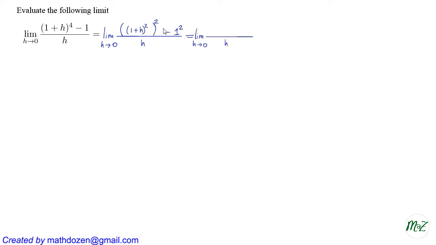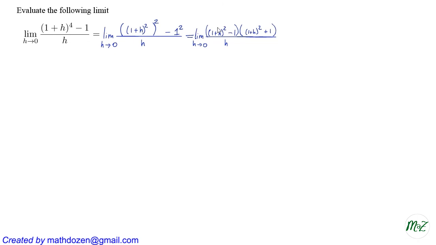And so we have something squared minus something else squared. So we're going to split it into a minus b times a plus b expression. So the role of a is going to be this 1 plus h squared expression, and b is going to be just positive 1. So we have this limit as h approaches 0, 1 plus h squared minus 1 times 1 plus h squared plus 1. And the second parenthesis, 1 plus h squared plus 1, is not factorable.